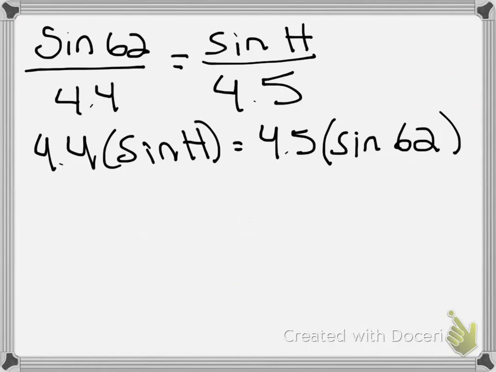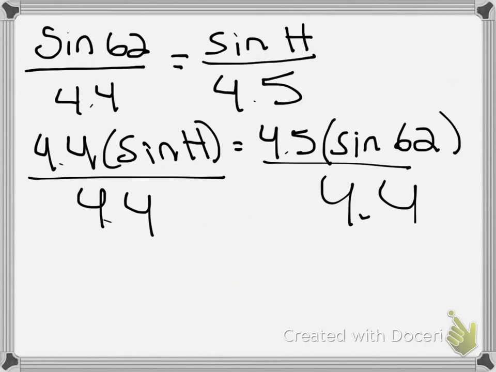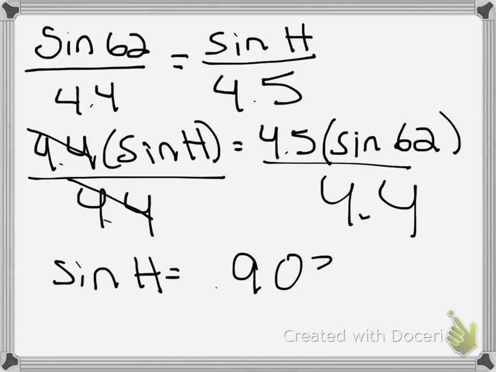Now to get the sine of h by itself, you have to divide both sides by 4.4. So if you multiply the top part and divide it by 4.4, you get 0.9030. Then, because you want to find the angle of h, you have to use the sine inverse, and you end up getting 64.5, which would round up to 65 degrees. So angle h would be 65 degrees.